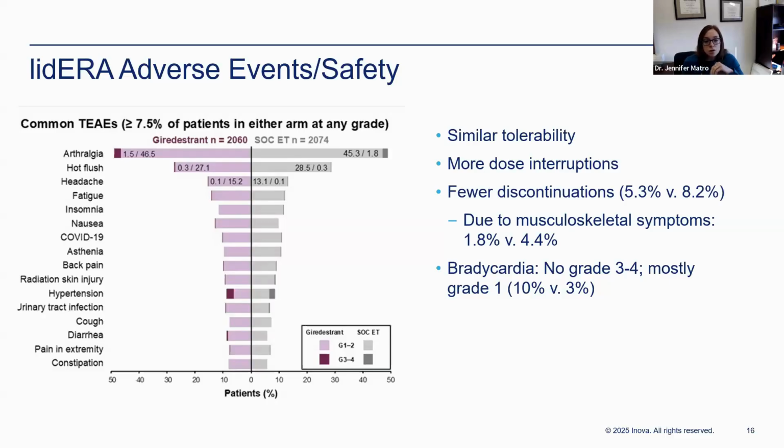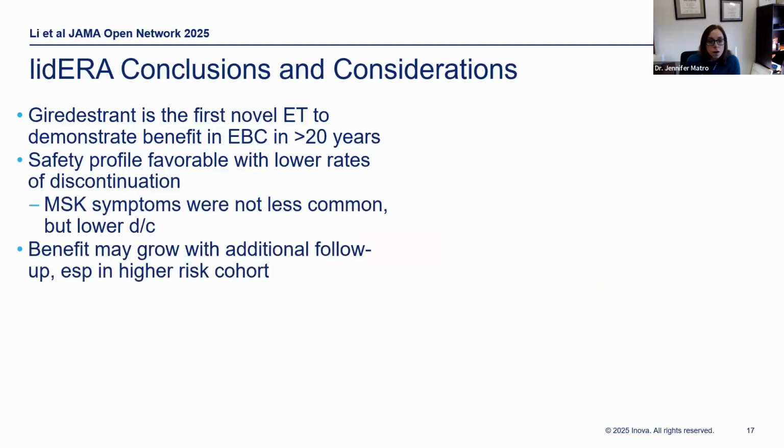Bradycardia, or slower heart rate, is a side effect that we've seen in this class of medicines, the oral SERDs, and they didn't see any serious events. It was mostly very minor and not really significant. So this was exciting because it was the first novel hormone therapy to demonstrate a benefit in early breast cancer in over 20 years. It has a favorable safety profile with lower rates of discontinuation.